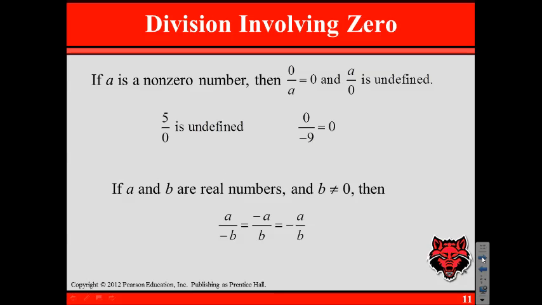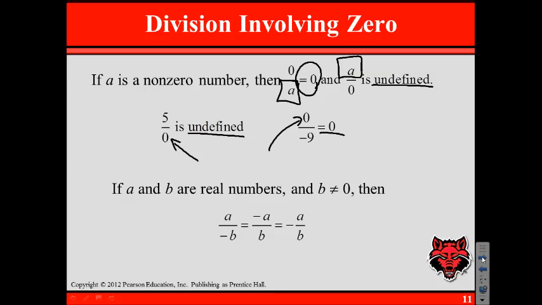Just a quick reminder and refresher, anytime we have 0 divided by a number that's not 0, then 0 will be the result. And anytime you have a non-zero number divided by 0, the answer is undefined. So for this reason, 5 divided by 0 would be undefined, because we're dividing by 0. 0 divided by anything, or in this case, 0 divided by negative 9, is simply 0. So anytime we divide by 0, it's undefined. Anytime we take 0 divided by a number, the answer is 0.